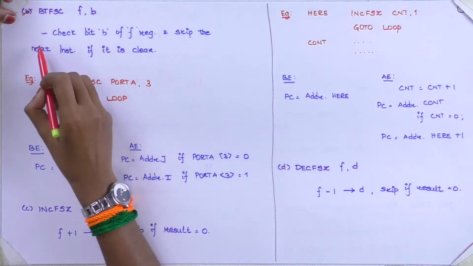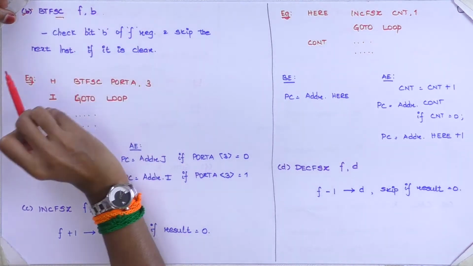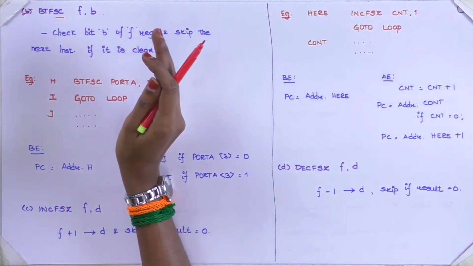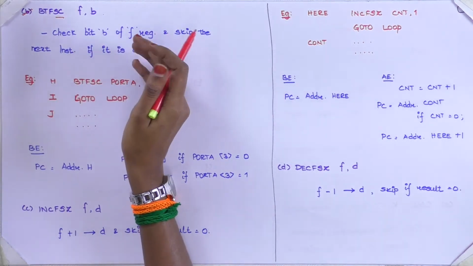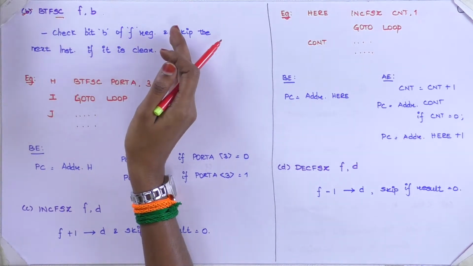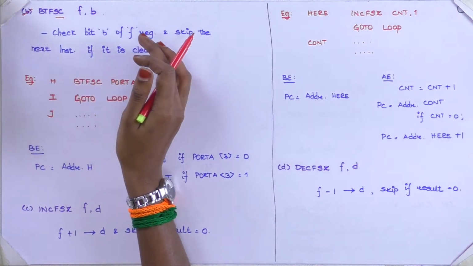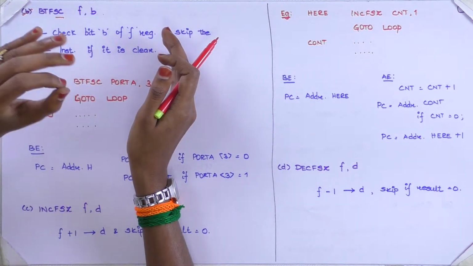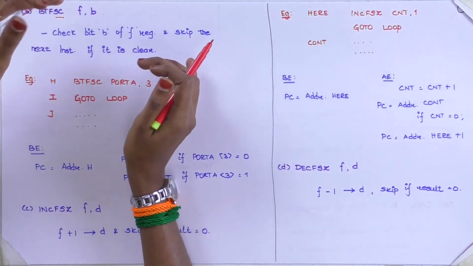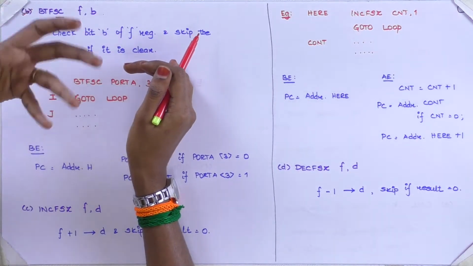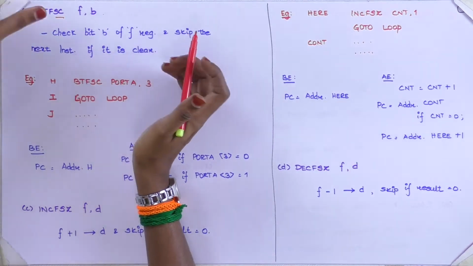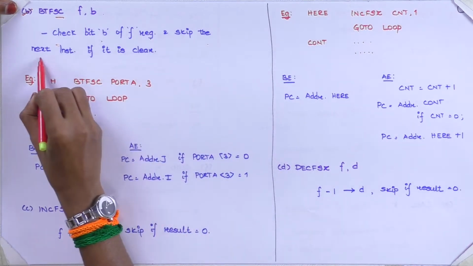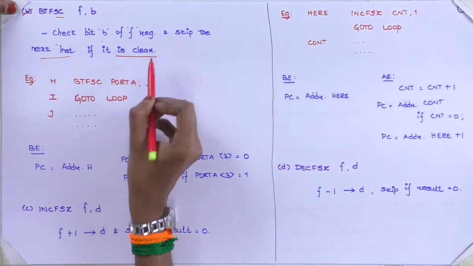The next instruction that we are going to see is BTFSC F comma B. The previous instruction checks bit number B of the F register and skips if it is set. This instruction checks in the same way bit number B of file register F, and skips if that particular bit is clear, which means if it is 0. As I told you, check bit number B of the file register and skip to the next instruction if it is clear.